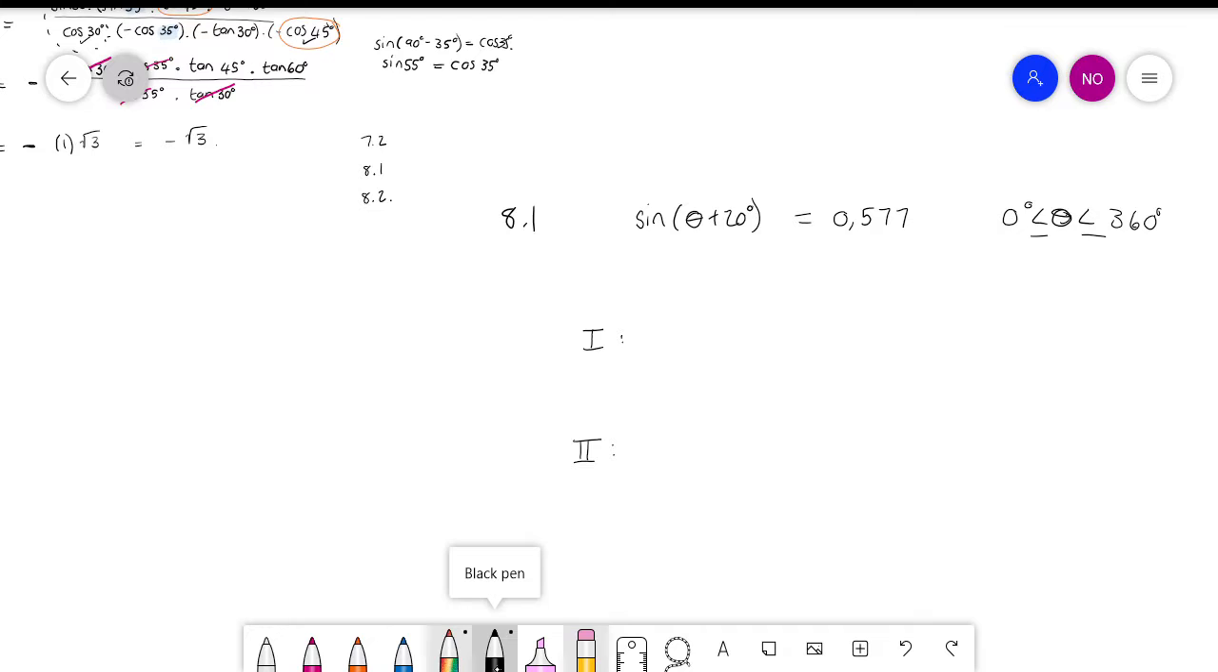As hierdie net was sin theta, dan jy nou net hier geskryf theta is gelyk aan. But because that bracket is theta plus 20, you write theta plus 20. And in the first quadrant, it will just be the reference angle. But in the second quadrant, it will be equal to 180 degrees minus. Okay? In die tweede kwadrant werk ons mos met 180 grade minus. So now you get your reference angle.